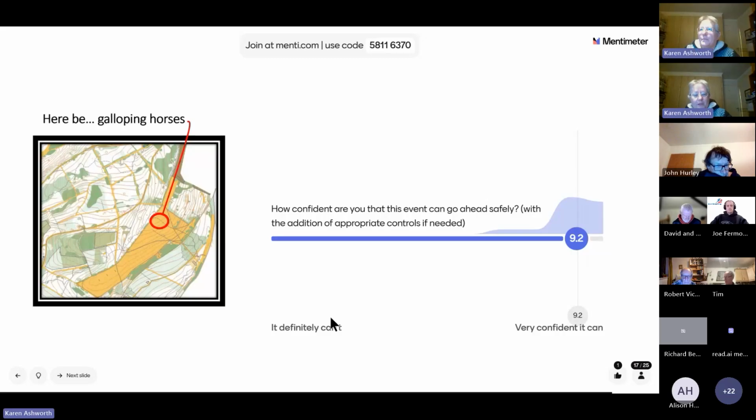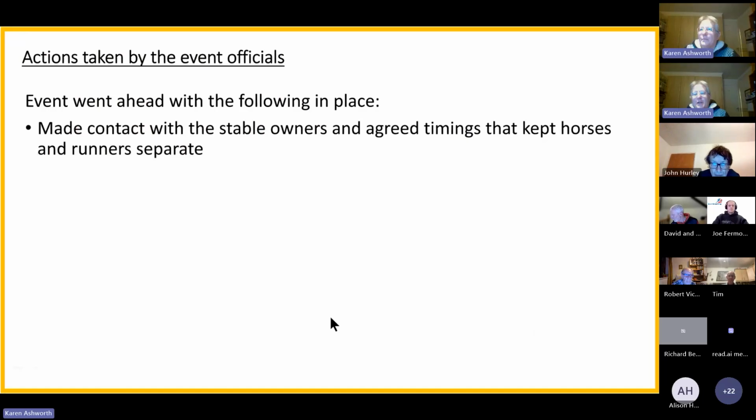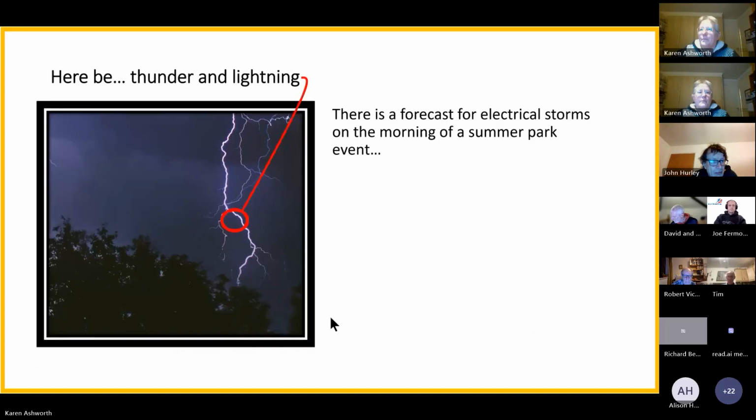Yeah, that's the sort of thing we can work around in advance. Contacted the stable owners, agreed timings that made sure that horses and runners were kept separate. I think this is the last one. Here be thunder and lightning, so there's a forecast for electrical storms on the morning of a summer park event.